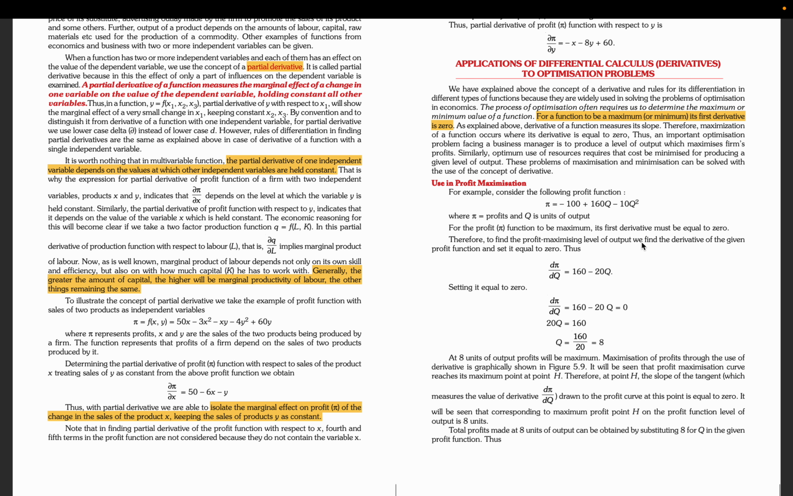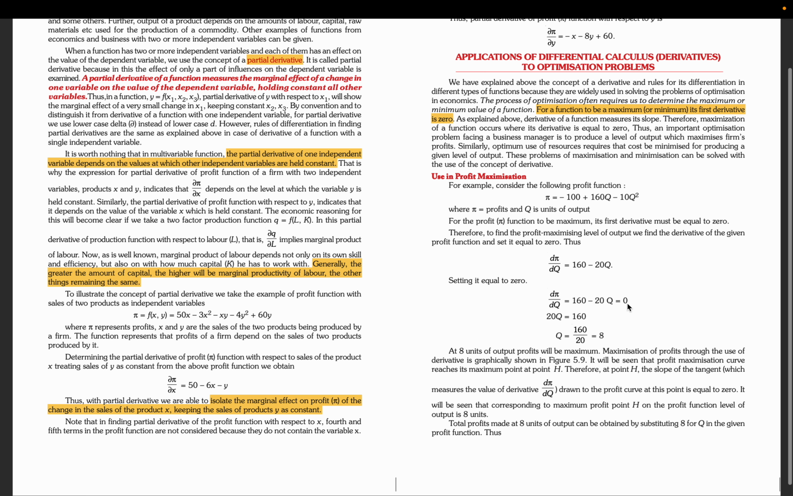Therefore, to find the profit maximizing level of output, we find the derivative of the given function. Let's see what it's going to be. It's going to be 0 plus 160 minus 20q. That's what it says here. Setting it equal to 0, because that's what we discussed, right? So in order to maximize the profit given here, we need to keep the derivative, or the slope, equal to 0, and this is the slope. So we get q equal to 8. At 8 units of output, profit will be maximum. This is the implication of this particular maximization or optimization problem.